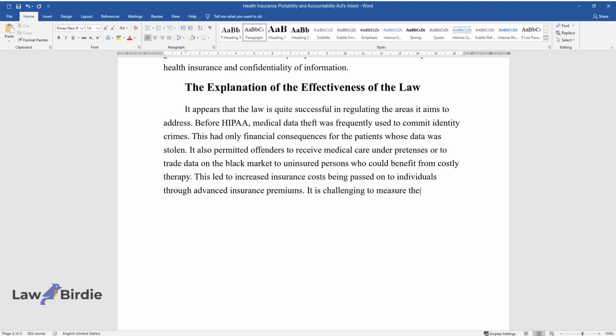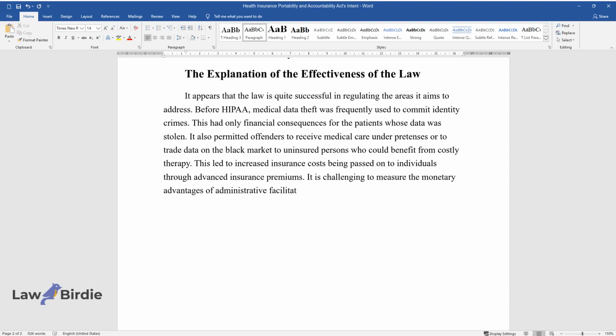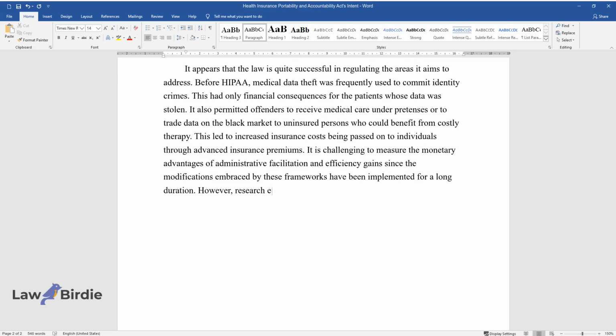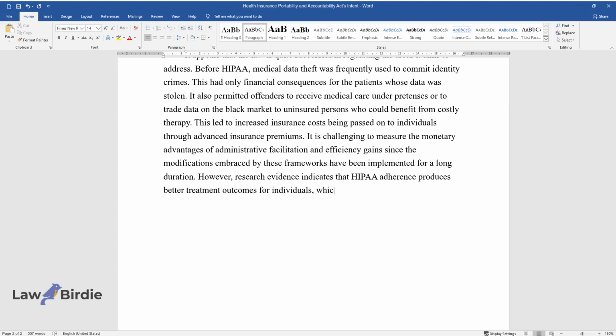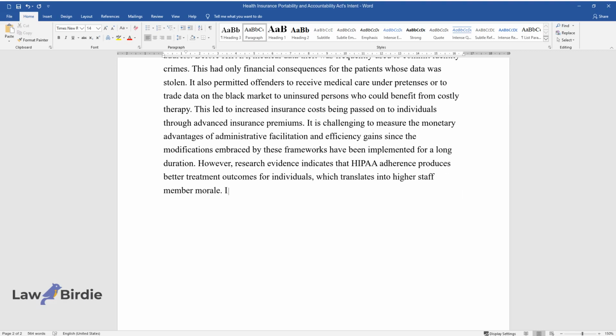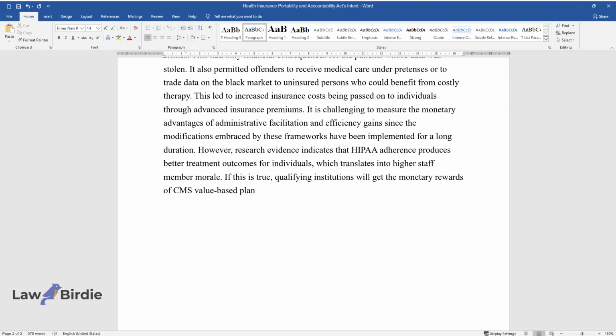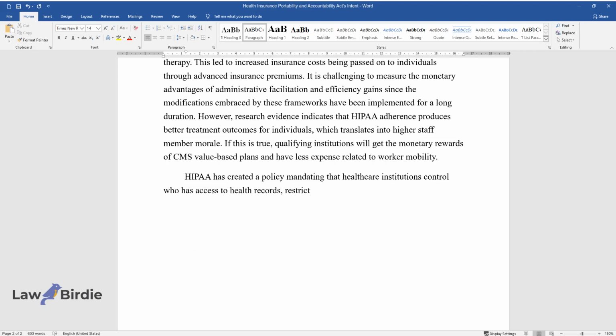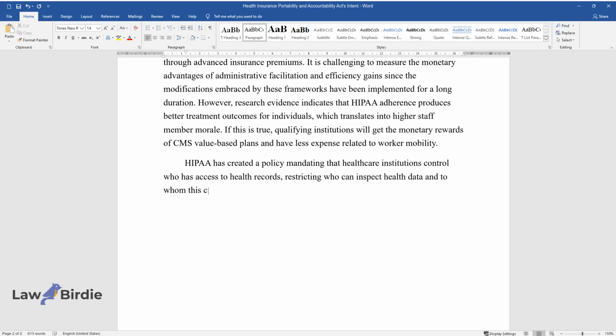It is challenging to measure the monetary advantages of administrative facilitation and efficiency gains since the modifications embraced by these frameworks have been implemented for a long duration. However, research evidence indicates that HIPAA adherence produces better treatment outcomes for individuals, which translates into higher staff member morale. If this is true, qualifying institutions will get the monetary rewards of CMS value-based plans and have less expense related to worker mobility. HIPAA has created a policy mandating that healthcare institutions control who has access to health records, restricting who can inspect health data and to whom this content can be transferred.